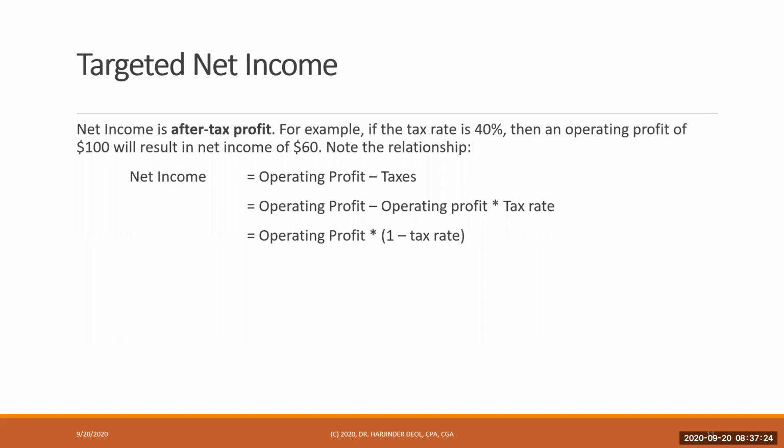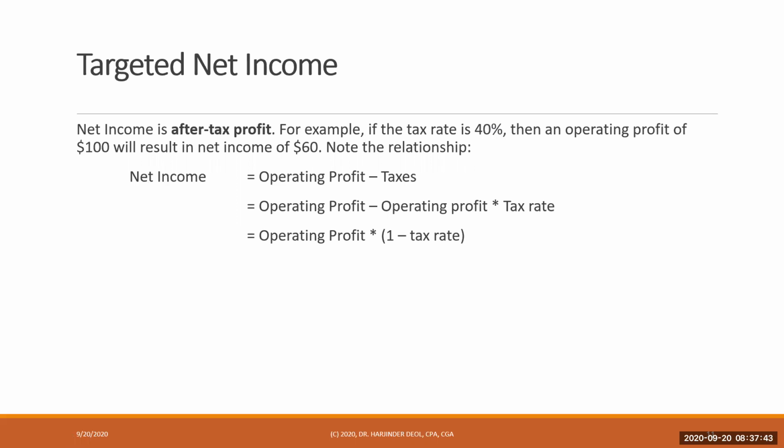So if you try to apply it here, our operating income here was $100. Tax rate is 40%. 1 minus 40% gives you 60%. 60% of $100 equals net income of $60.